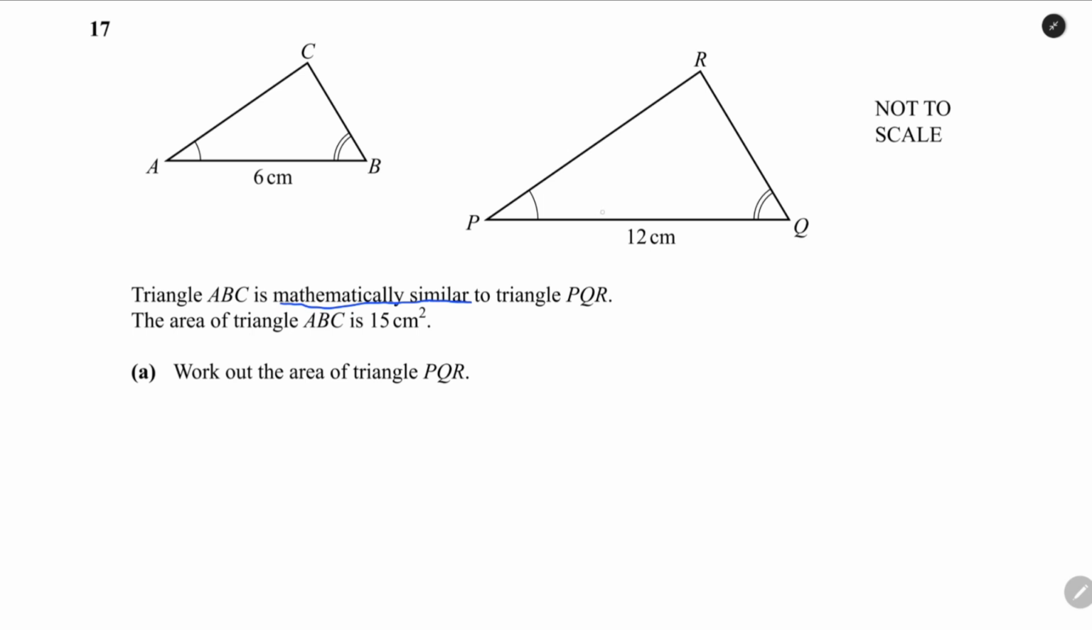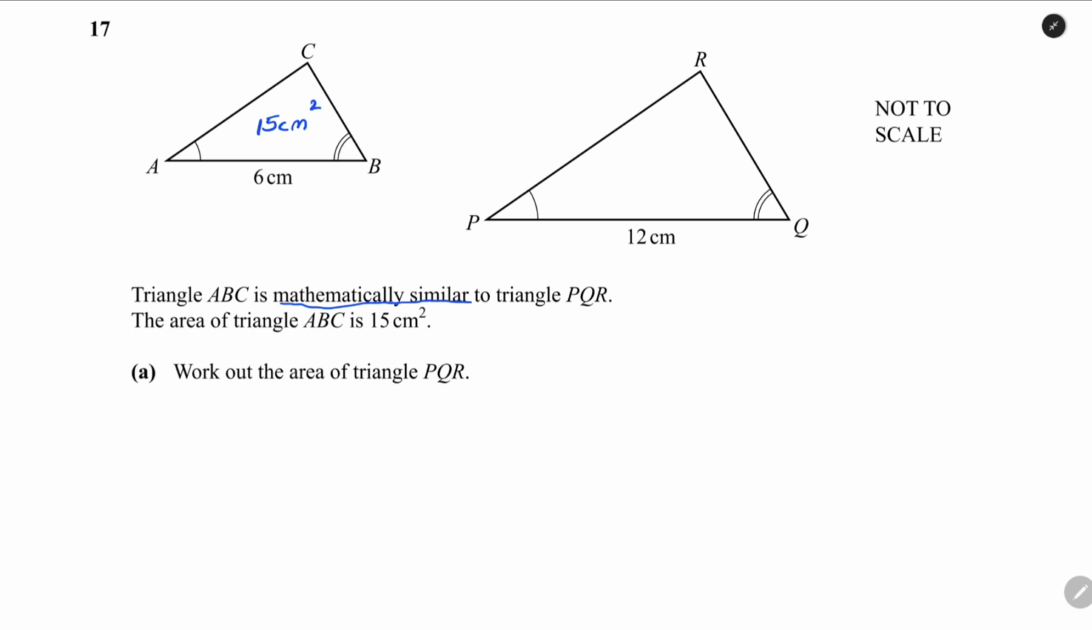Taking a look at the angles, the way the angles have been shown, this angle here corresponds to this angle here. So this angle here corresponds to the angle Q. The angle at A corresponds to the angle at P, while the angle at B corresponds to the angle at Q. Therefore, line AB corresponds to line PQ. That is crucial. The area of triangle ABC is 15 centimeters squared. So the area of this is 15 centimeters squared.